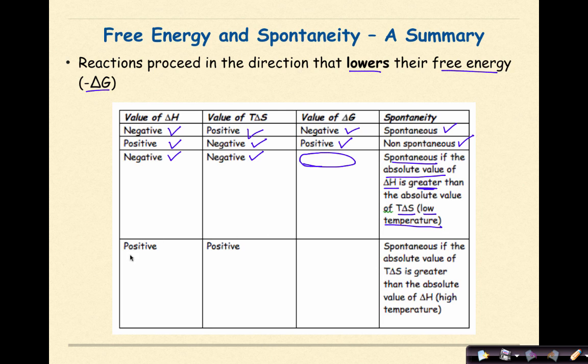But if your delta H is positive and your T delta S is positive, again, your value of your delta G is going to be temperature dependent. It will be spontaneous if the absolute value of your T delta S is greater than the absolute value of your delta H. In other words, we're looking for high temperatures. So sometimes calculating your delta G can be pretty straightforward, as you see in the top two, and sometimes it's just going to be a little bit more complex. So be careful when you're using this formula.